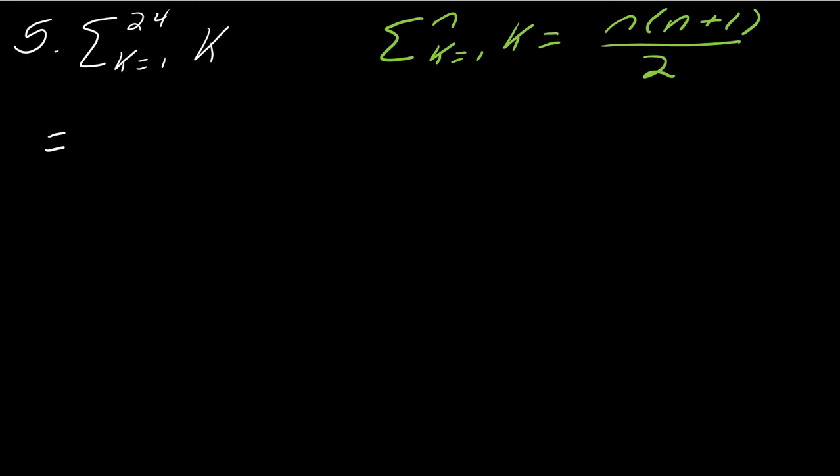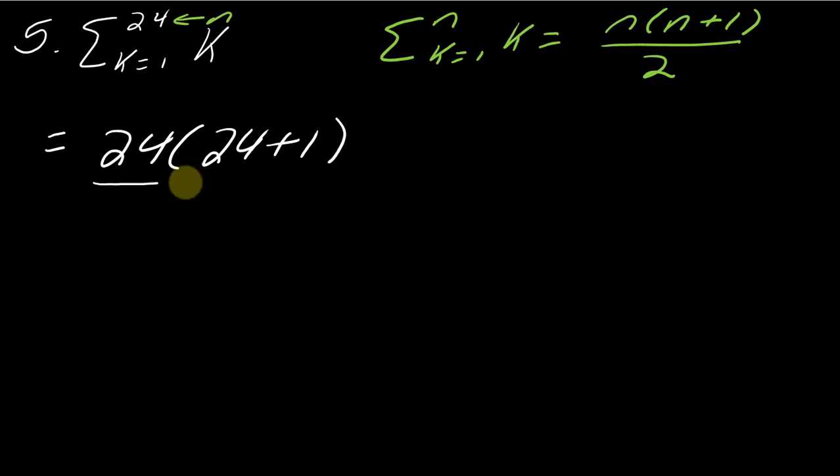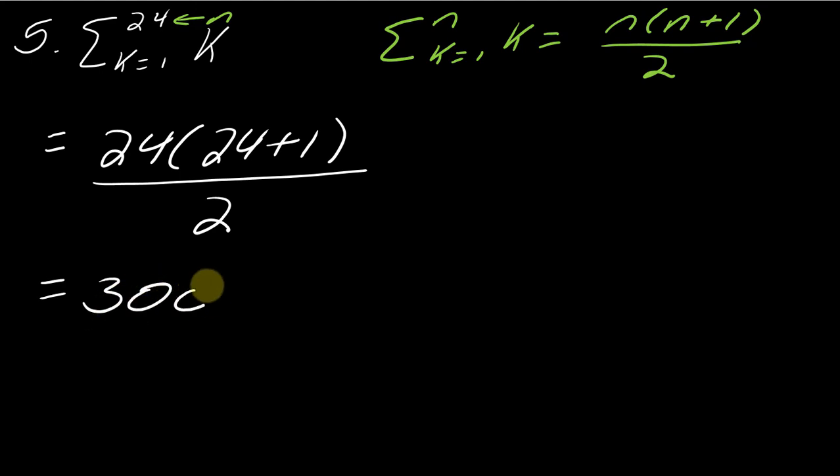So here's that formula. In this case, my n is equal to 24. So here's my n, and I can just plug all of that into this. So this becomes 24 times (24 plus 1) divided by 2. That's really the only calculation that I need to do. So the value of this is going to be equal to 300.